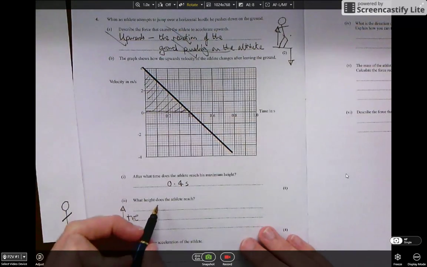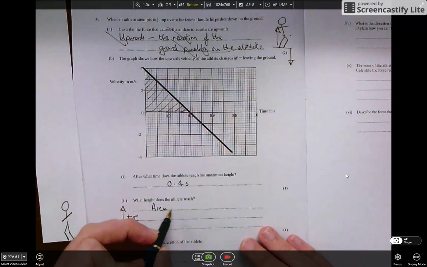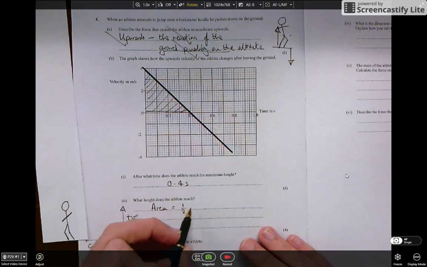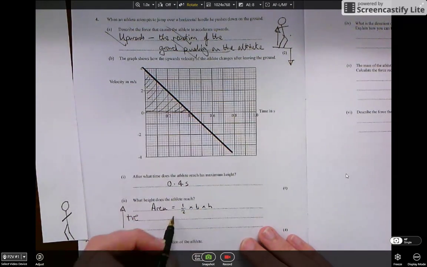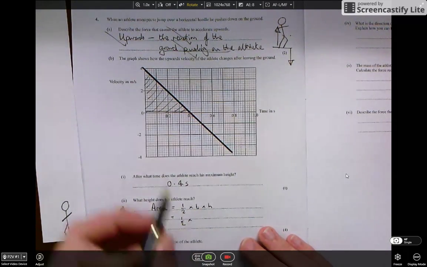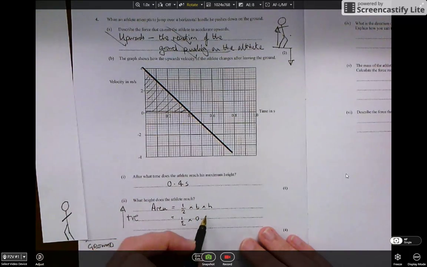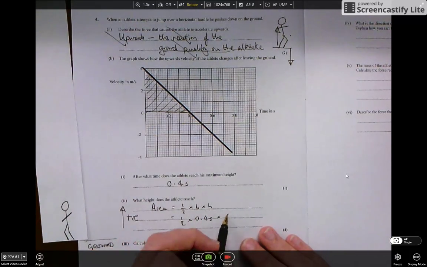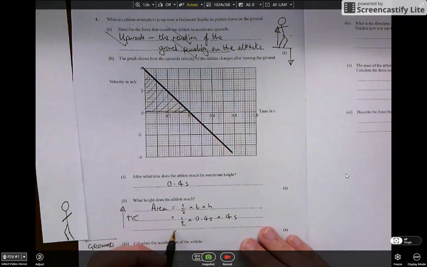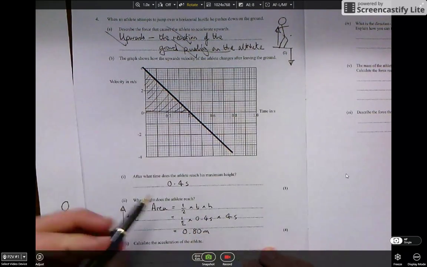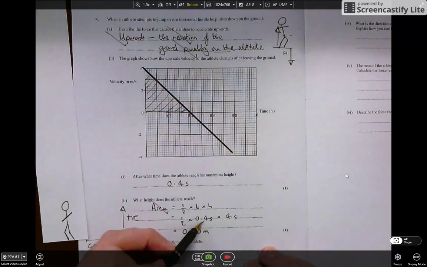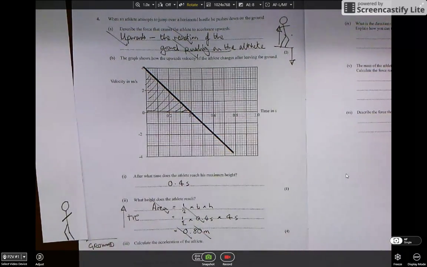So doing that, the area is a half times base times height, which is a half times the base is 0.4, and the height is 4. So 4 times 0.4 is 1.6. Divide that by 2, giving you 0.8 meters. The 4 marks there are for equation, sum, answer, and unit.